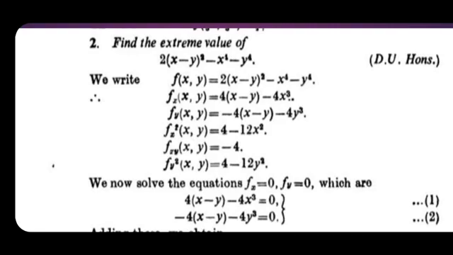Now we do the partial differentiation with respect to x. We write it as fx of x comma y. If we take x minus y whole square, taking it as x square, its differentiation is 2 into x minus y. Already we have 2 into 2, that will be 4. So we get 4 into x minus y minus x power 4 differentiation, which is 4x cube. The y power 4 differentiation is 0. Why? Because we do the partial differentiation here, y is the constant.